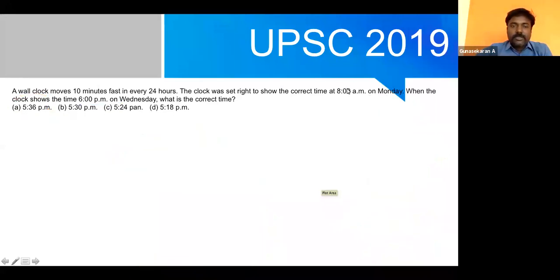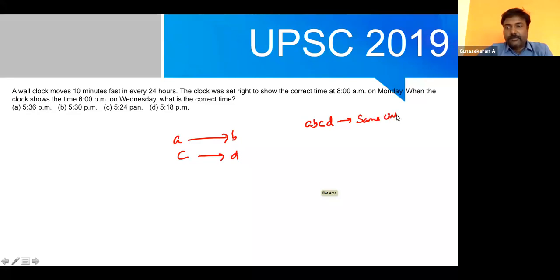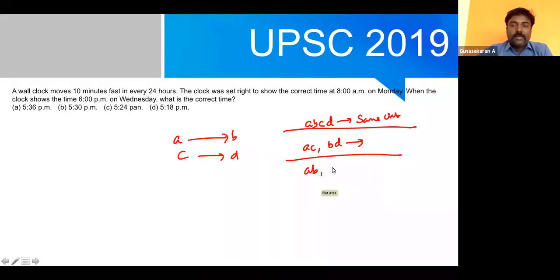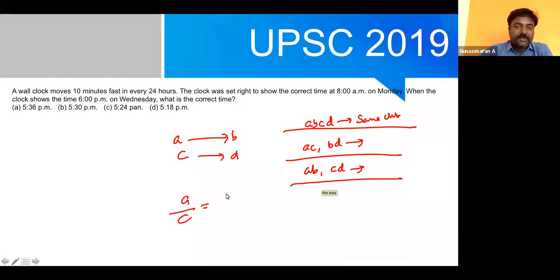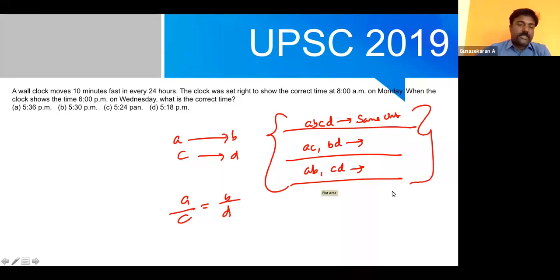So only two ground rules. Find the reference points, make it into the same unit. So all units should be the same unit, that is allowed. AC in one unit, BD in one unit, that is allowed. Or AB in one unit, CD in one unit, that is allowed. Why? Because it will cancel. AB cancels, CD you can cancel. Or AC you can cancel, BD you can cancel. That is allowed. So we have to be careful with units.